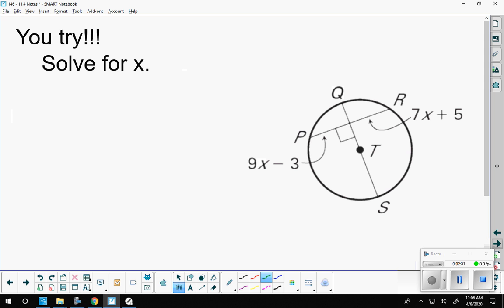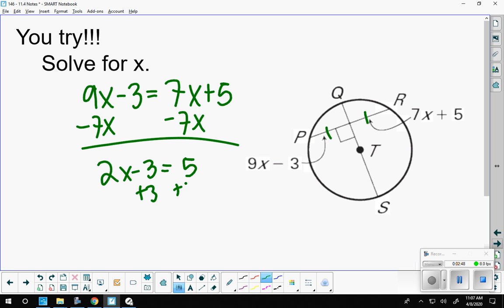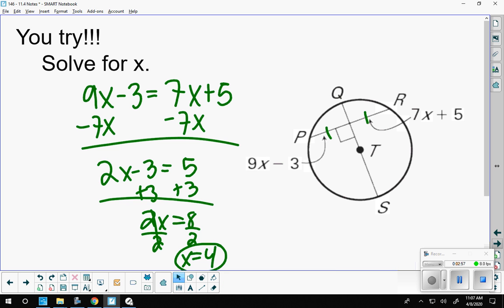So again, since this is a 90-degree angle, I know that this chord gets bisected. So those two halves are equal. They're congruent, so we can set them equal. I'm going to subtract 7x from both sides and put the x's on my left side. And then I'm going to add 3 to both sides. So I get 2x equals 8. Divide both sides by 2, and we get x equals 4. And that's the front sheet of the notes.